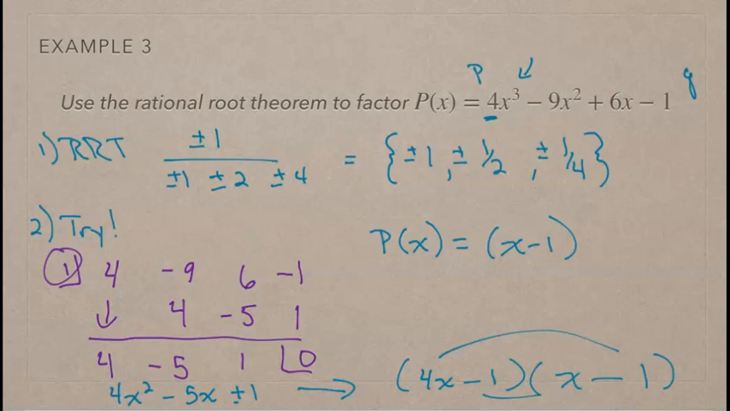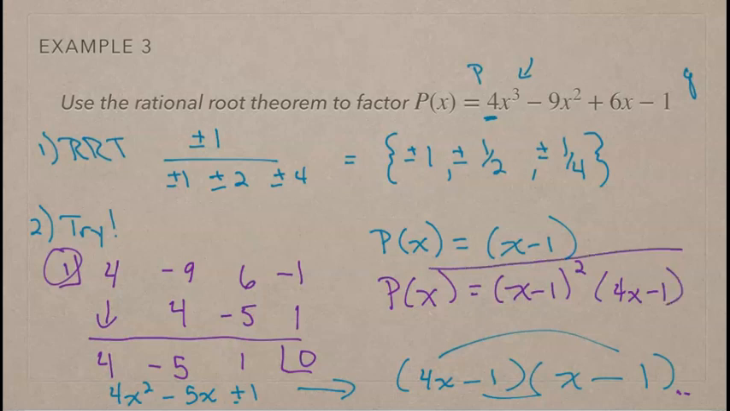So I'm going to list my p of x. My final answer here is that first factor I found, x minus 1. Note that in this one that's repeated as well, so I'm going to give that a squared, and then 4x minus 1. And that is the final factored form of p of x.